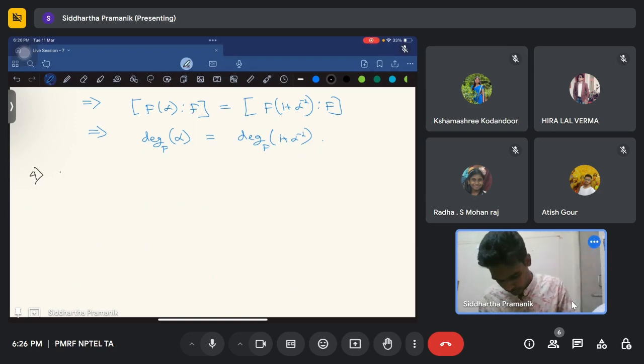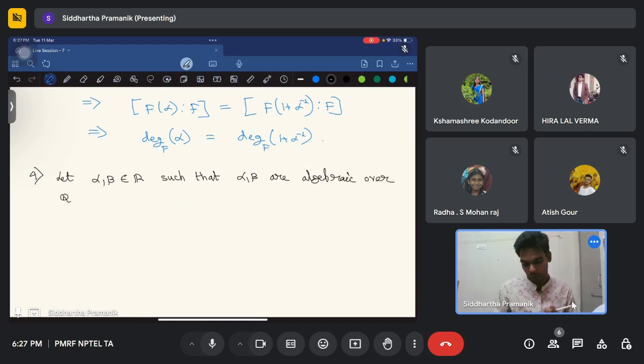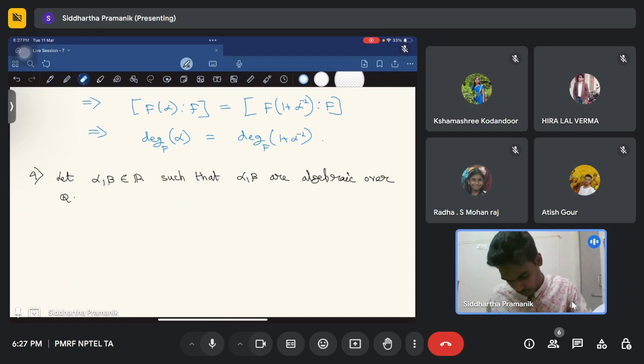Let alpha and beta be two real numbers such that alpha and beta both are algebraic over the field Q. Okay, so we are taking two algebraic elements over Q. Sorry, transcendental elements, not algebraic. Okay, so they are not algebraic.